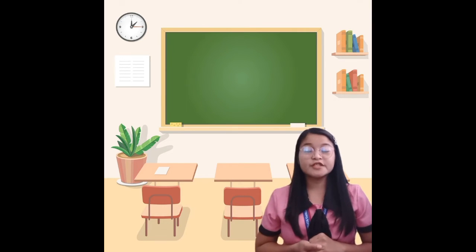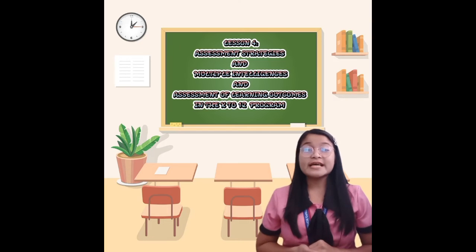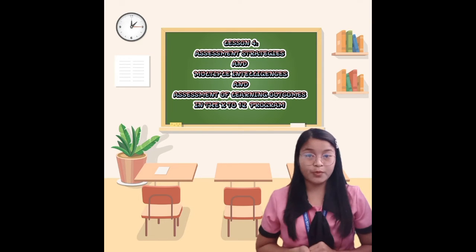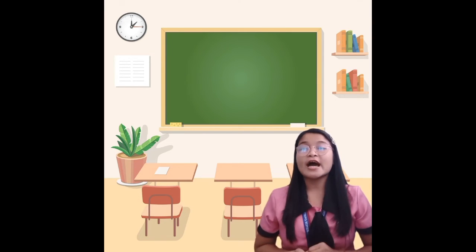Now, let's proceed to my assigned topic. My assigned topic is under Lesson 4. It's all about assessment strategies and multiple intelligences. And the second one is all about assessment of learning outcomes in the K-12 program. So first, I will discuss assessment strategies and multiple intelligences.